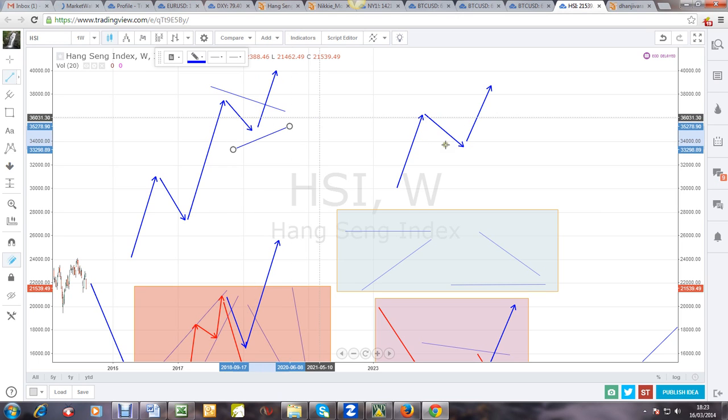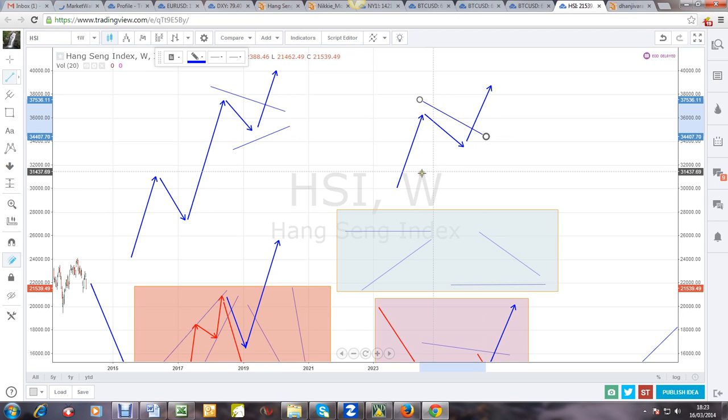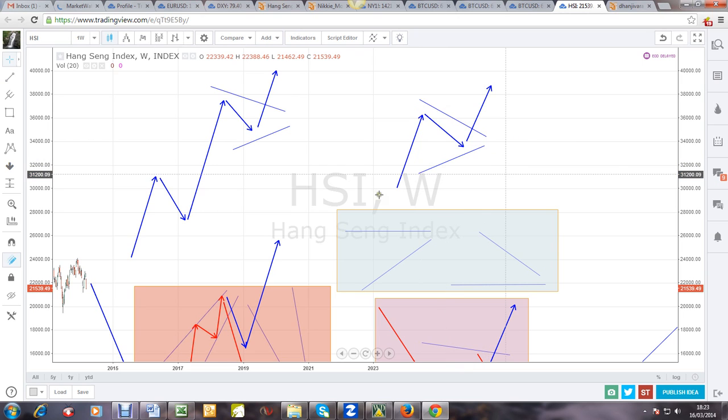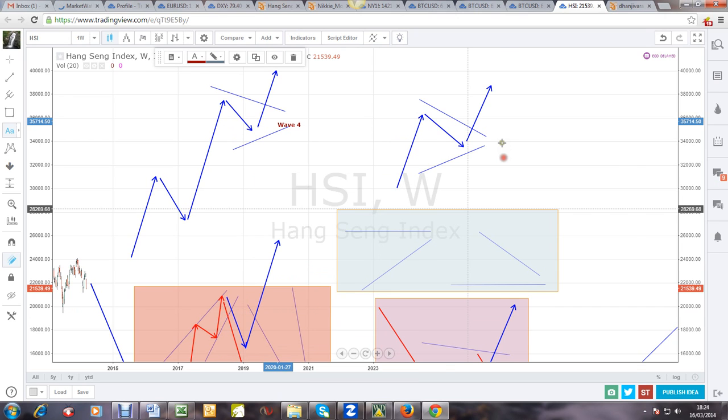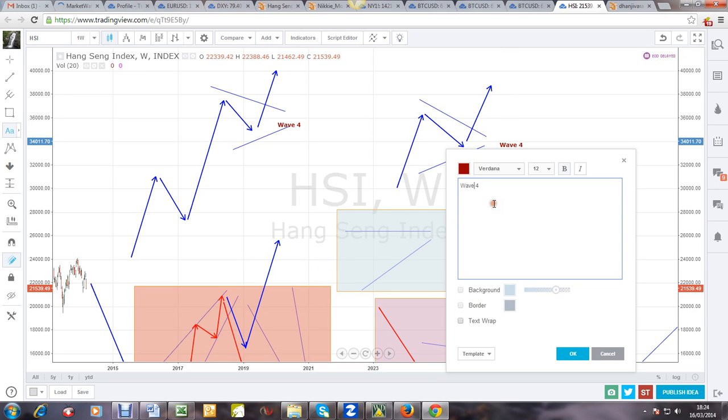A symmetrical triangle like that, or in this location here. So you would see, for example, okay, so that's a form of triangle you would see. So this would be wave 4 and this would be wave B. So this for example would be wave 4, and this one here would be wave B.